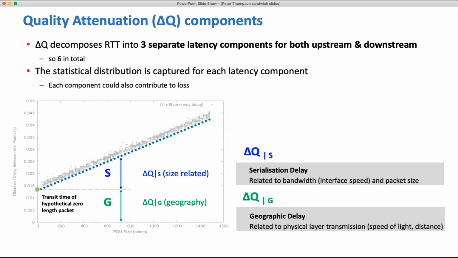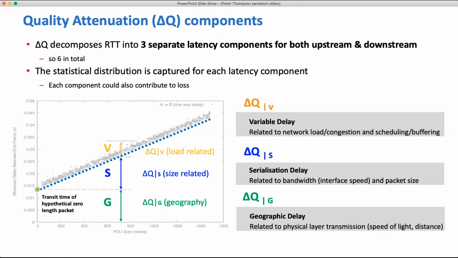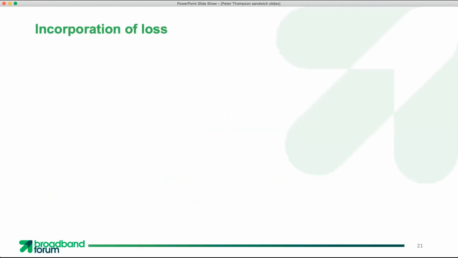We can then say, how much longer does it take to send a packet which is not 0 size? That's a function of the packet size. In simple cases, we can say it's a straight line, and we can reduce S to a number, which is the slope of the line. Then what's left over is the variable part of the delay, which is really determined by things like network load and congestion. Serialization delay really depends on the interface speed. So we can break it down into these components.